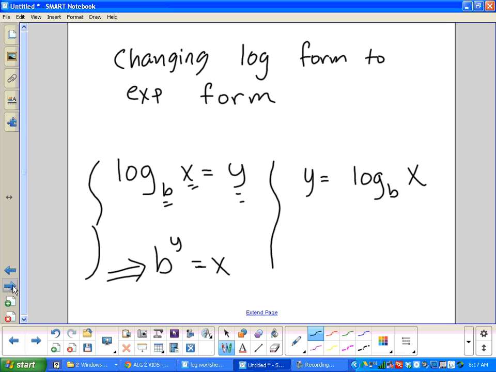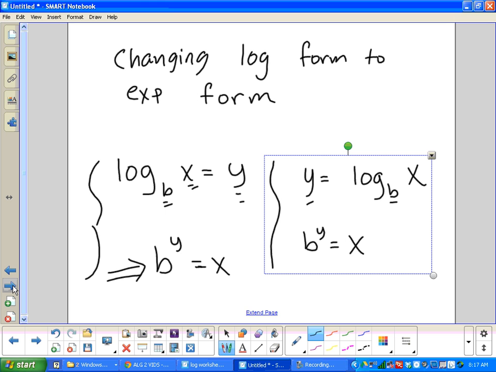Now, over here, this is just backwards. All we're doing here is writing it backwards, that b to the y, so this number raised to this power, is equal to x. So it's the same thing. It was just written backwards. Now let's look at some actual examples of doing this.